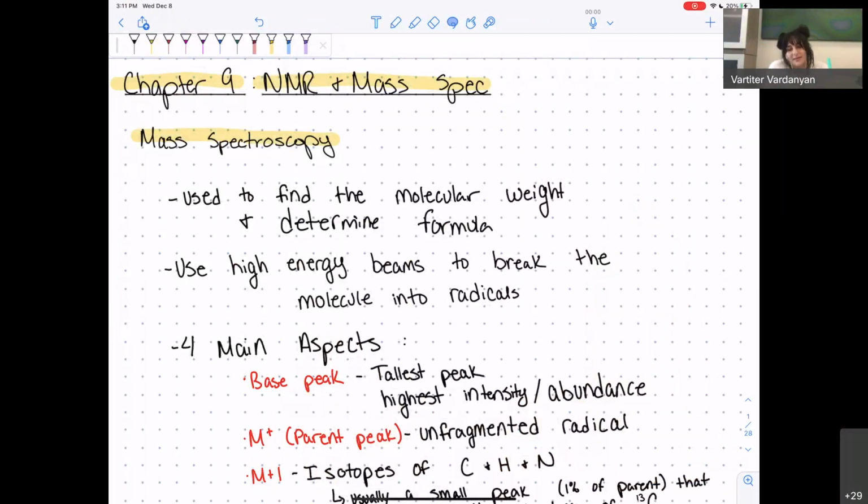So mass spectroscopy is basically used to find the molecular weight. And when we have the molecular weight, we can figure out the formula. The way it works is by using high energy beams to break the molecules into radicals. One example we talked about earlier in the semester was this. And when we break it apart, we end up with this.